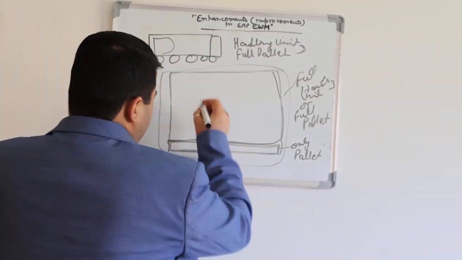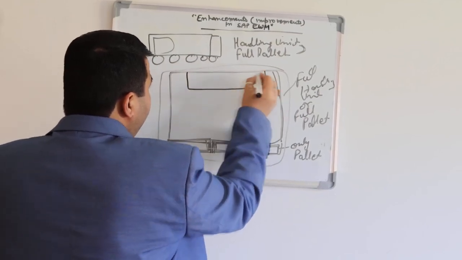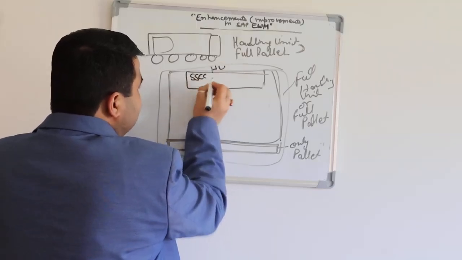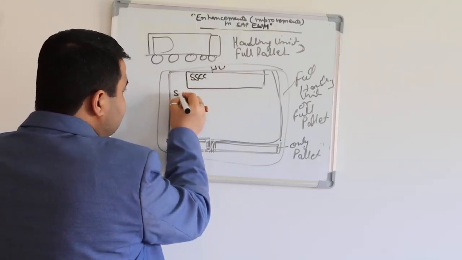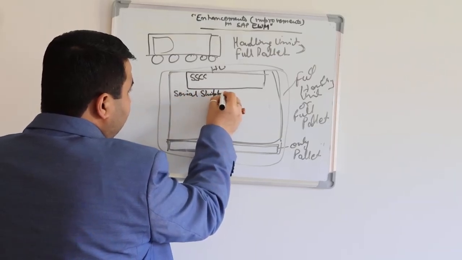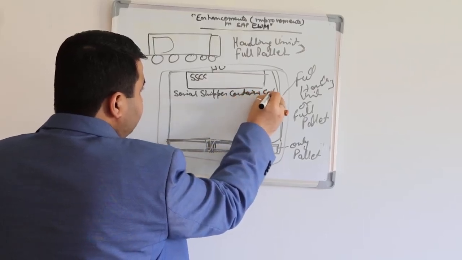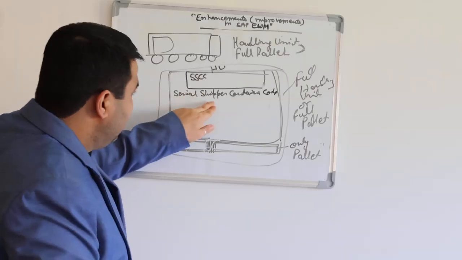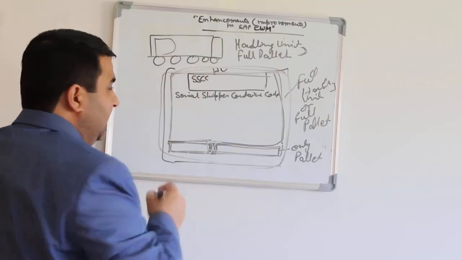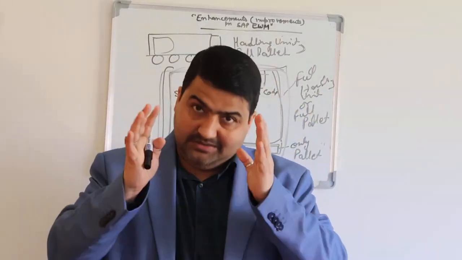Generally, in warehouse business, we have one barcode on top of the handling unit. We call this SSCC. SSCC means serial shipper container code. Very simple. This is a container. HU is nothing but a container, a box where we have the product.